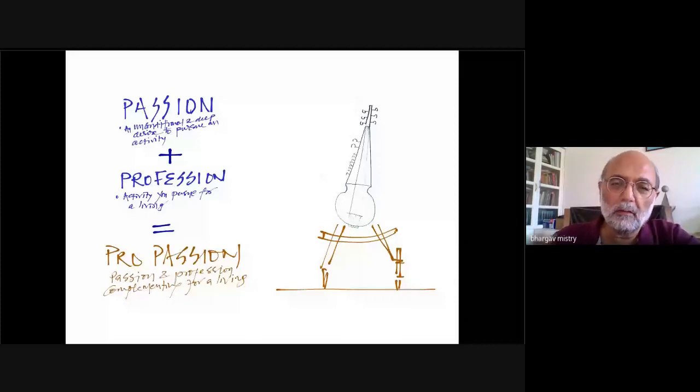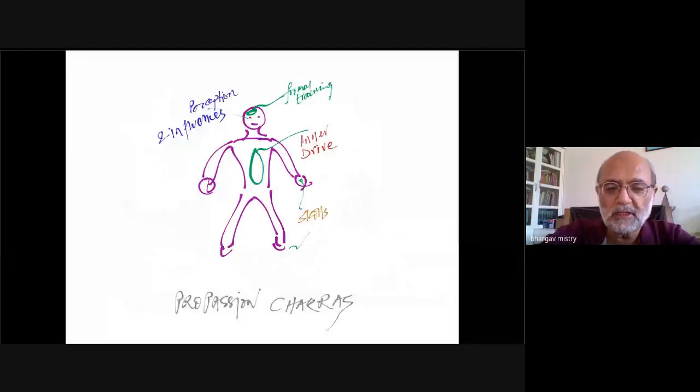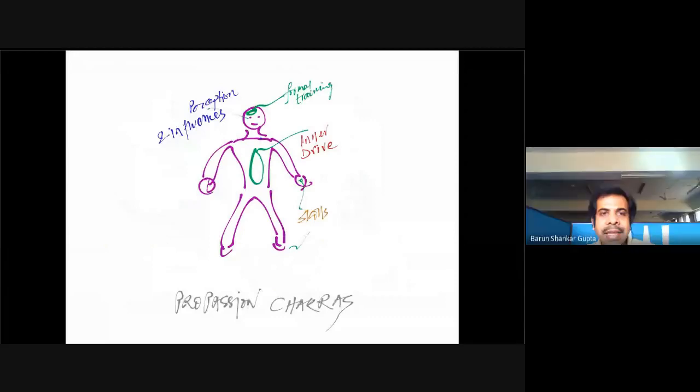Can you see this sketch here, Barun? Yeah, yeah, we can see the sketch, a man standing.